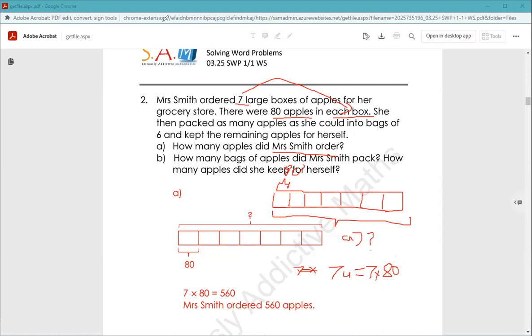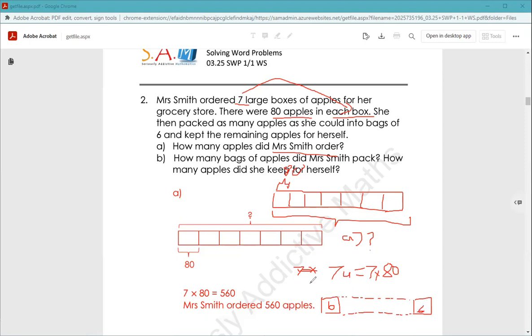For part B, how many bags of apples did Mrs. Smith pack, if she could pack them into bags of 6? So how do you do this question? You can actually draw the model together. So now you know the total, and this one is about finding how many bags. So remember the dotted line. The question is the total. Now each bag has got 6. And I believe there's a remainder for this question. So each into bags of 6, not 6 bags.